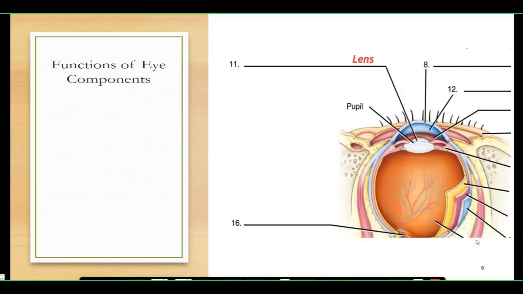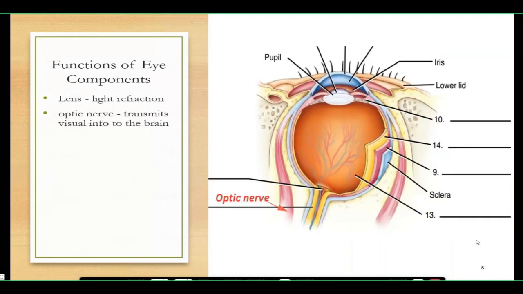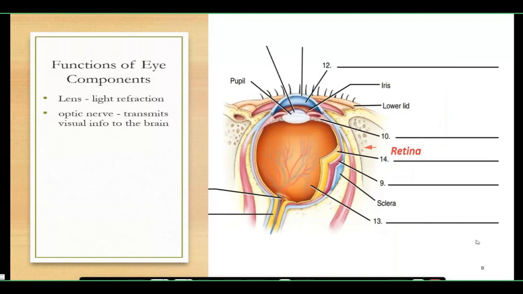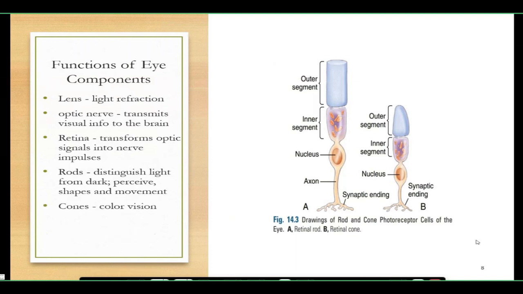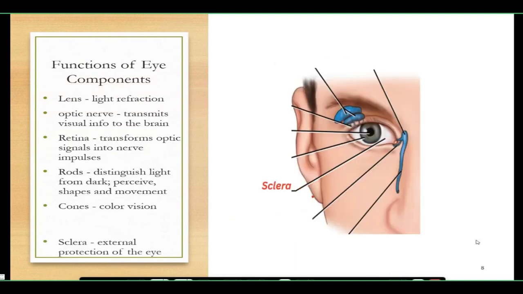The lens refracts light. It becomes flat for distant vision or rounded and thick for near vision. The optic nerve transmits visual information to the brain. The retina changes optic signals into optic impulses. Sensitive receptor cells of the retina, called rods, are responsible for peripheral and night vision and detection of motion. Cones function in bright light and are responsible for color and central vision. The sclera protects the eye.